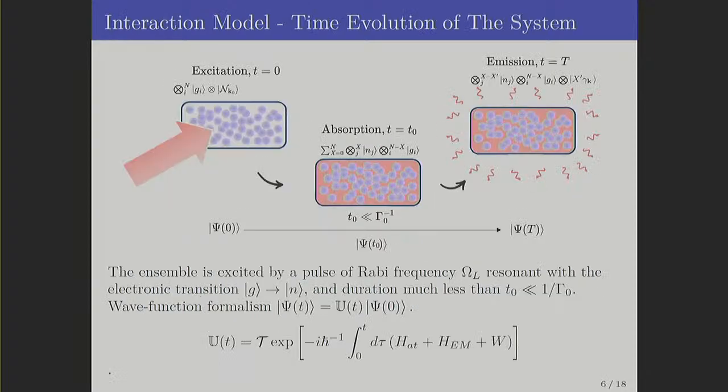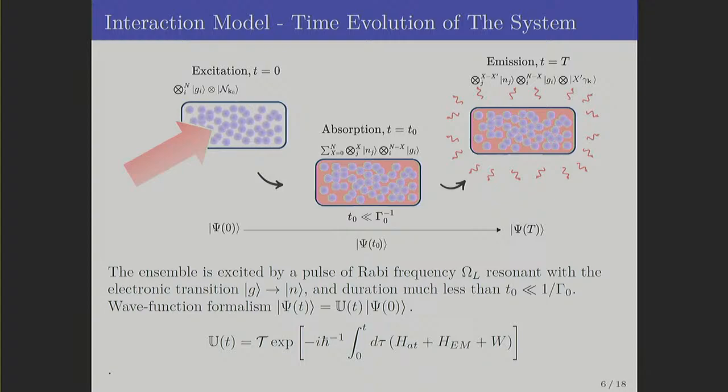And we are going to describe the following interaction. We are going to consider that our initial state, the system is totally unexcited. All the atoms are in the ground state. And this ensemble is excited by a pulse of Rabi frequency omega L, resonant with the transition G to the excited state N. And the duration of this pulse is much less than the atomic lifetimes. This is just to avoid repopulation phenomena.